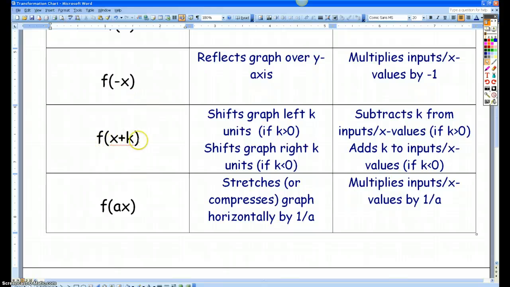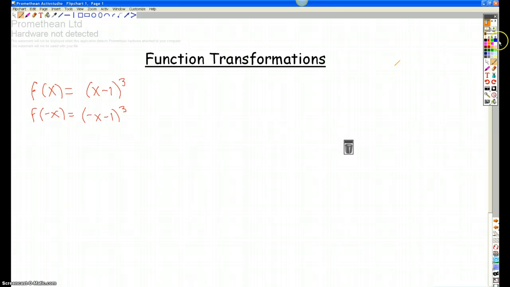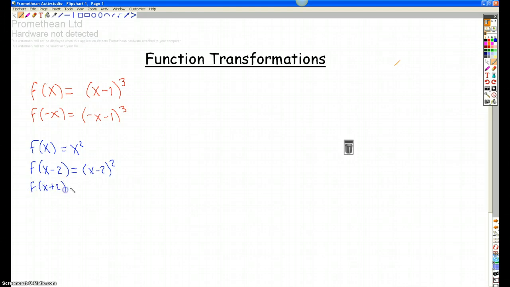f of x plus k. Now this is something that confuses some students, so I'm going to look at it carefully, and the function I'm going to look at is, let's do f of x, and let's call that just x squared, and let's do a shift. f of x minus 2 equals, well, wherever I see an x, I'm going to put an x minus 2, so it's x minus 2 squared. And then we might as well look at this as well. So let's see what effect that has.